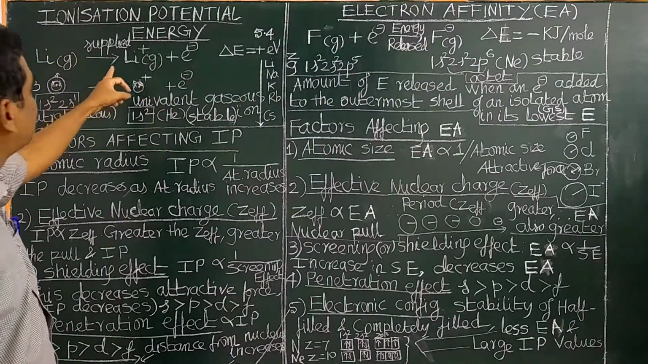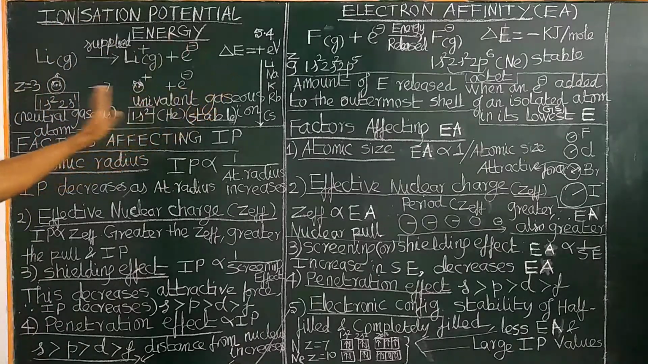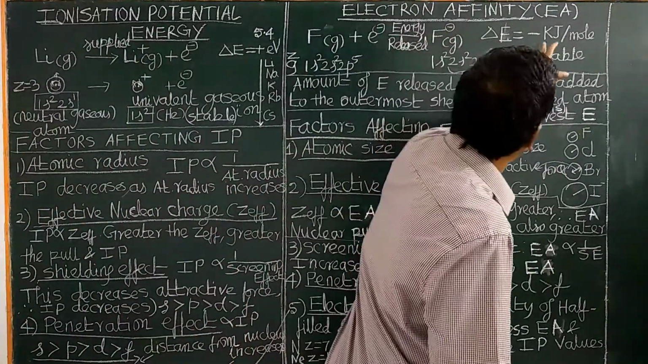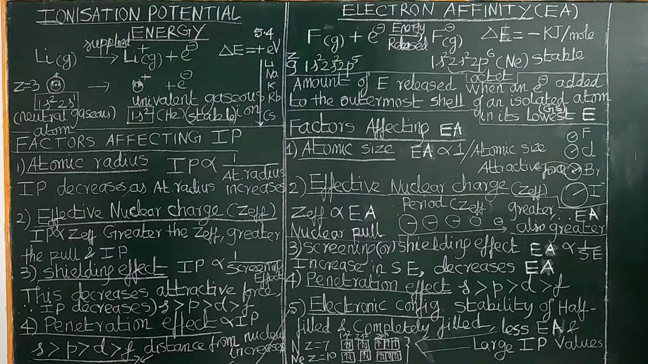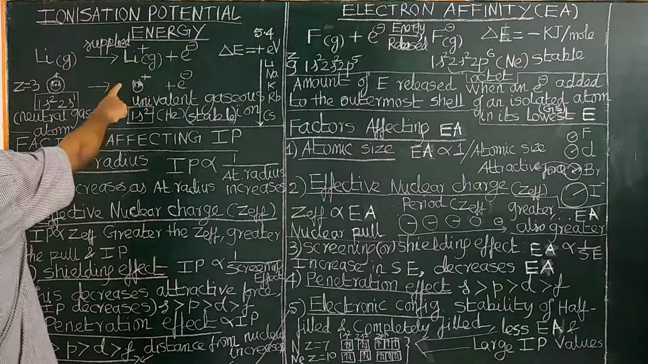Another thing is ionization potential. Ionization energy is an endothermic process: the energy supplied to remove an electron from the outermost valence shell. Here, the energy is released. It is an exothermic process. When an electron is added, the energy is released. So this is an exothermic process, and that is an endothermic process.